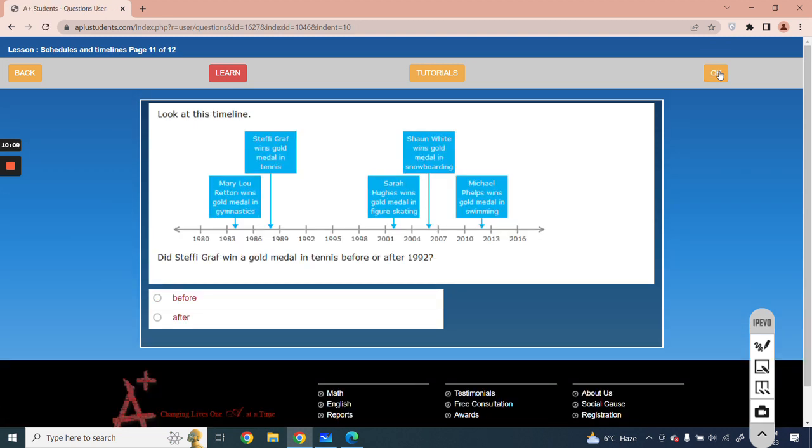Okay, look at the timeline. Did Steffi win a gold medal in tennis before or after 1992? So here it is, 1992. Got it? So Steffi Graf wins gold medal in tennis. Yes, Steffi Graf before, because it is on the left side of 1992, so it would be before. Got it?